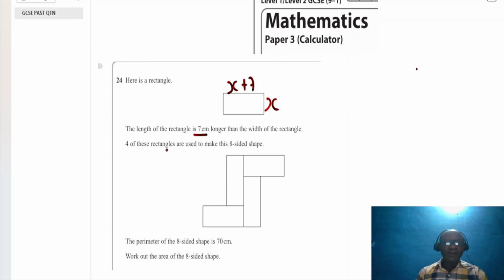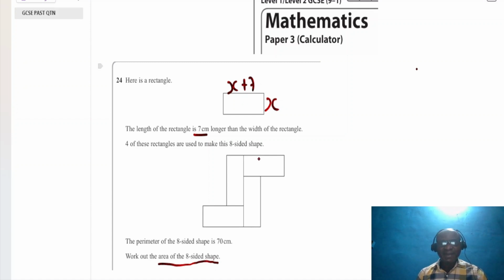Now, 4 of these rectangles are used to make this 8-sided shape. The perimeter of the 8-sided shape is 70 cm. Work out the area of the 8-sided shape. Let us begin. Since we know the width and the length of the rectangle, the width is x cm and the length is x plus 7.